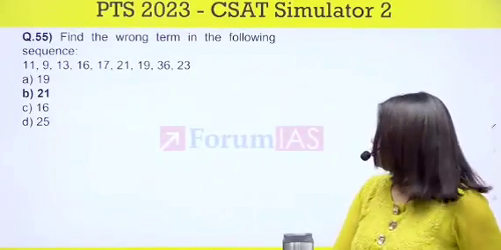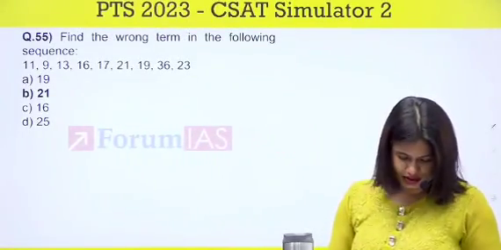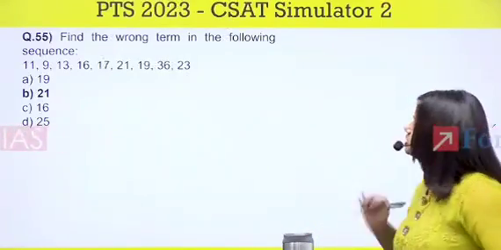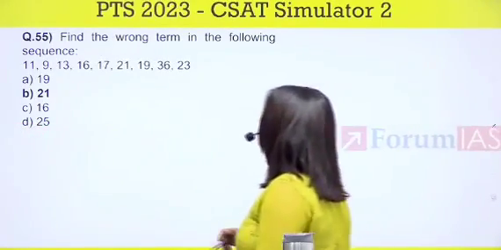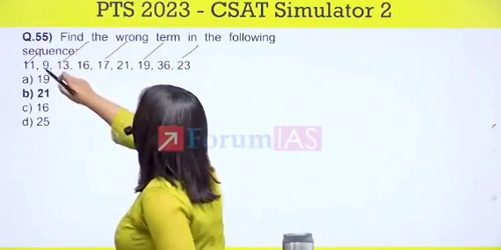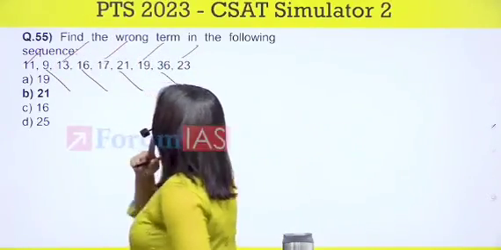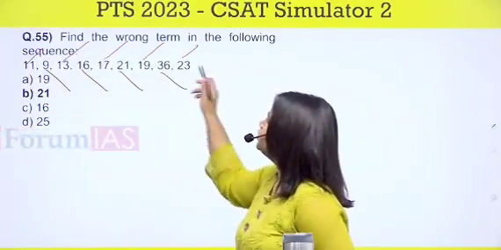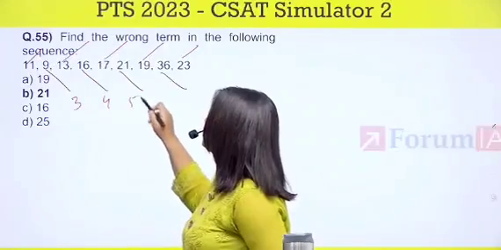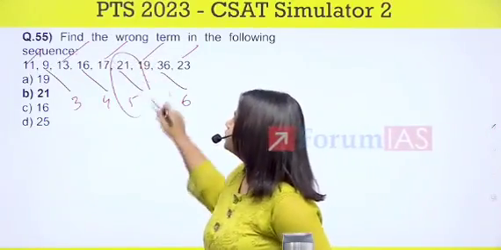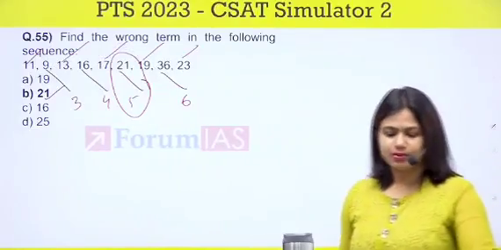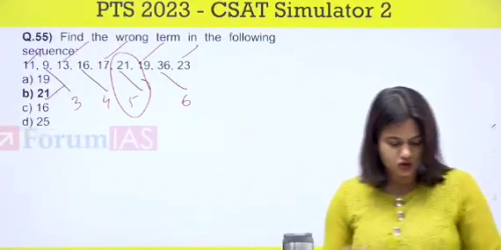Then next question is 55. What is the series? There are prime numbers and then perfect squares. Again, two series. 11, 13, 17, 19, 23 are prime numbers, then perfect squares: 3 ka square, 4 ka square, 5 ka square, 6 ka square. 5 ka square has to be 25. 21 is the wrong term here. And I'm able to identify the series in one look only.